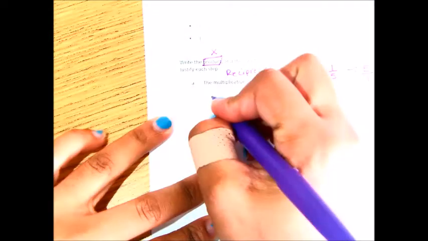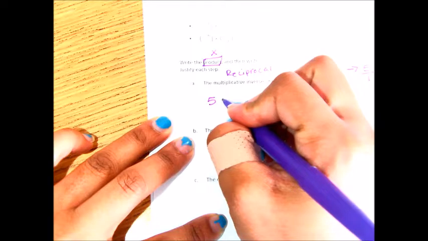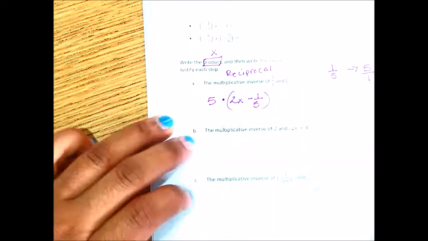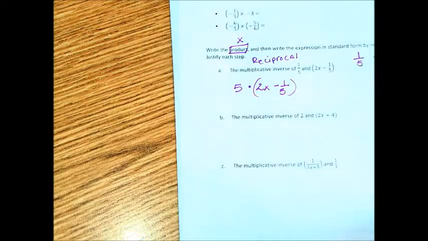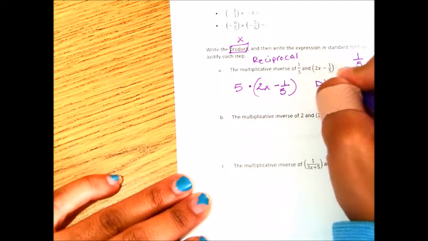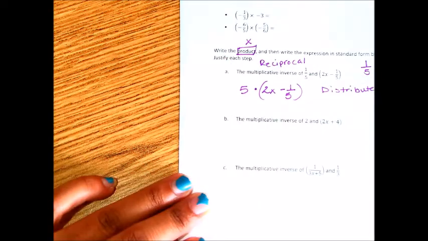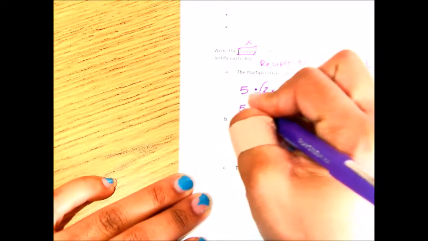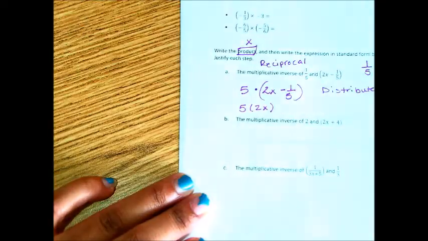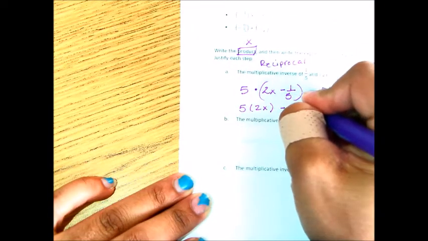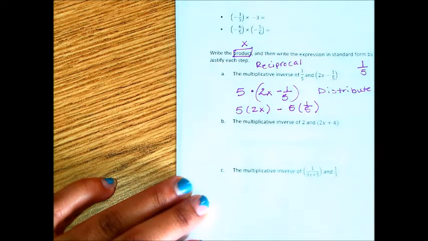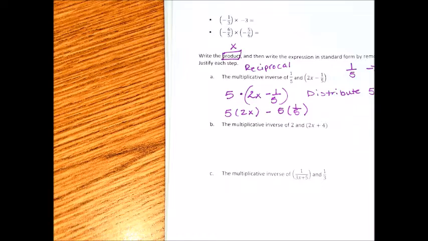So I'm going to multiply 5 times 2x minus 1 over 5. When I see this 5 outside the parenthesis, it tells me that I'm going to use the distributive property to distribute a 5 to each of those terms. I want to distribute that 5. That's going to look like 5 times 2x minus 5 times 1 over 5. Go ahead and evaluate this expression and write your simplified expression.